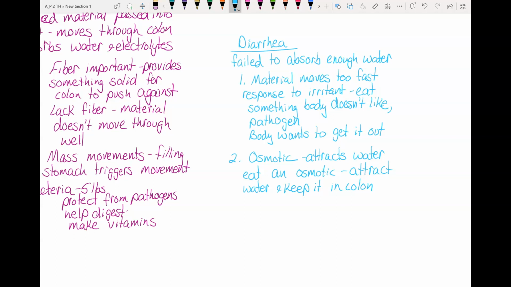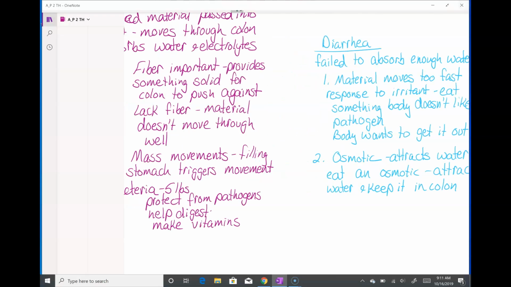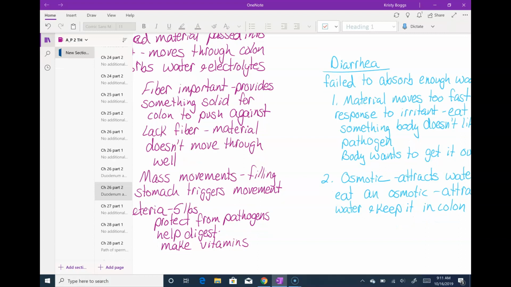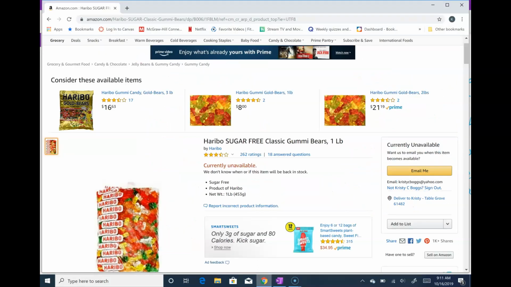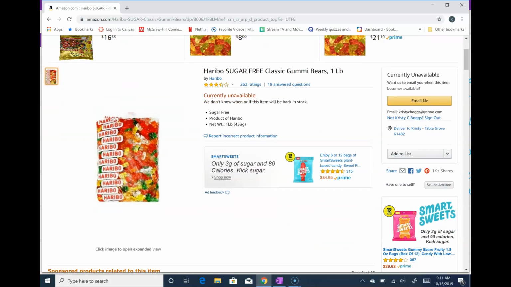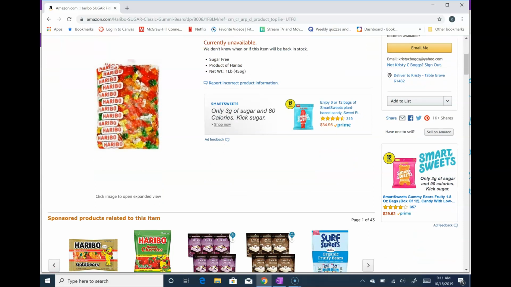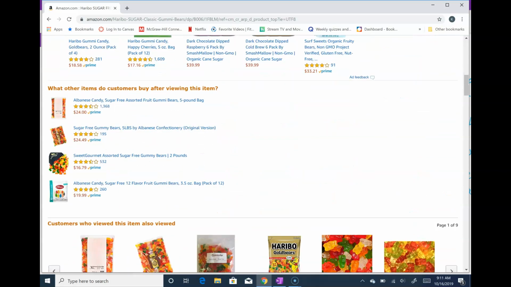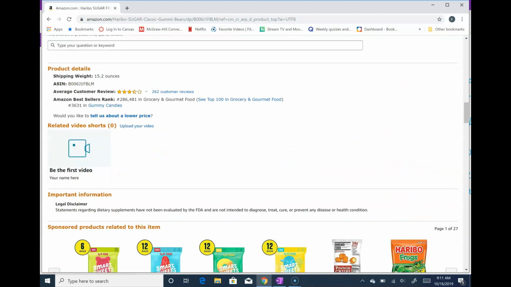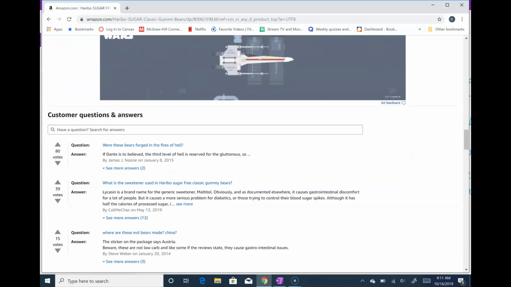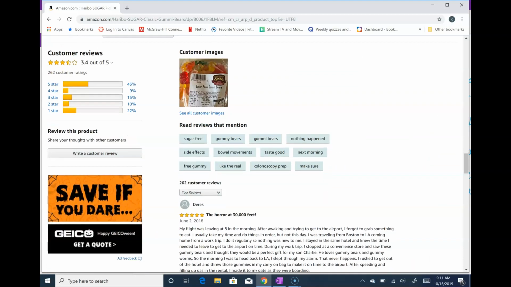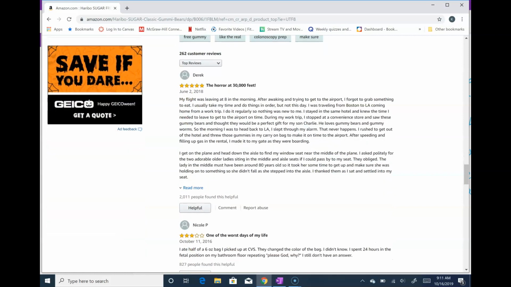An example of this, there is an artificial sweetener that for a while was used in gummy bears. They've taken these off the market now. Notice it says currently unavailable. But there for a while, people would buy these sugar-free gummy bears and then they would get terrible diarrhea. And people on Amazon, I think they got a little creative with this. So I think it started out as legitimate and then people kind of started embellishing their stories.